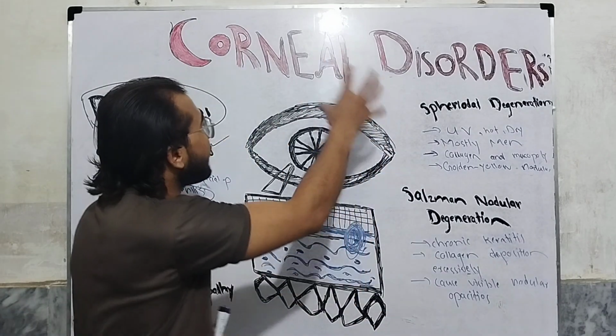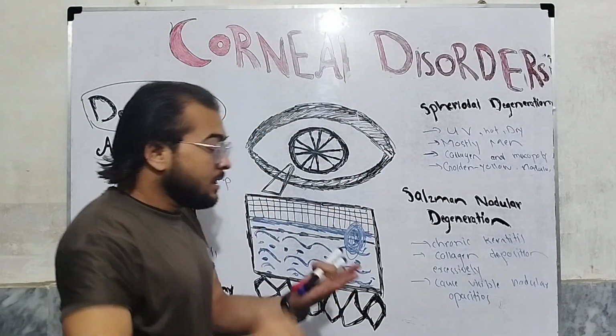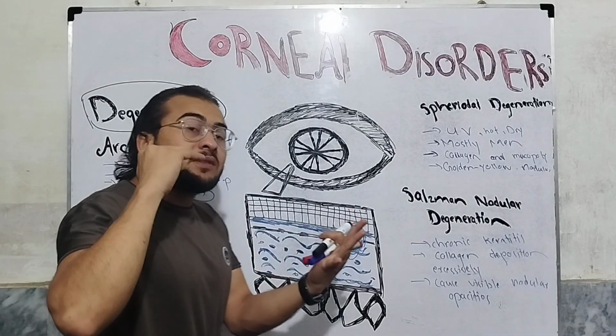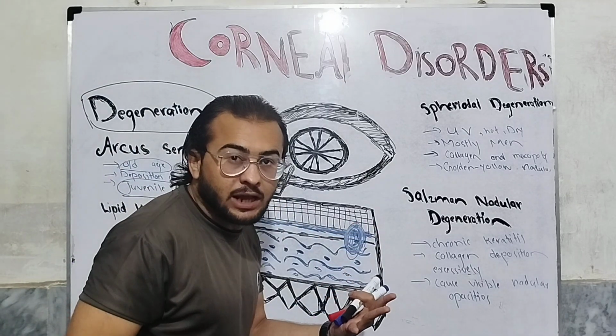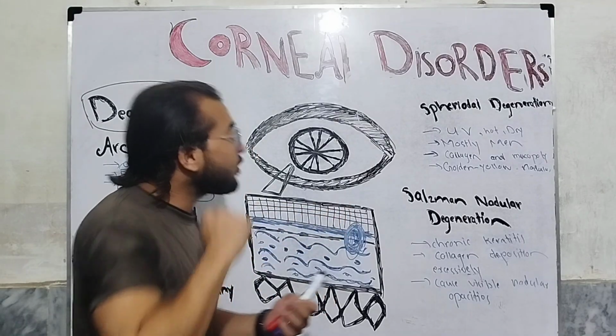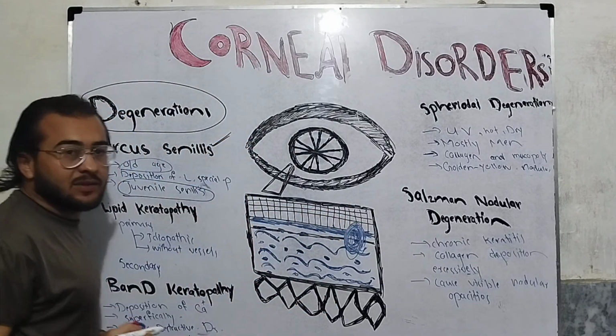Now in corneal disorders, we will discuss degenerations of the cornea. Degenerations are acquired conditions which cause opacity of the cornea, okay? And they are of multiple types. The first one is arcus senilis.